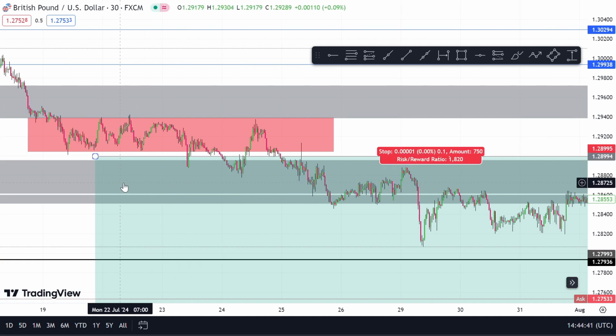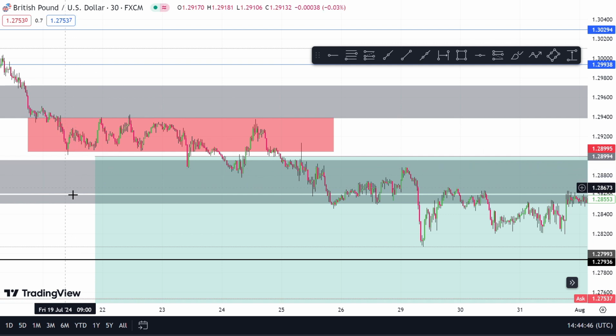Okay, so let me show you something, how I set my TP, how I set my take profit. Let's go down to the 2-hour time frame.